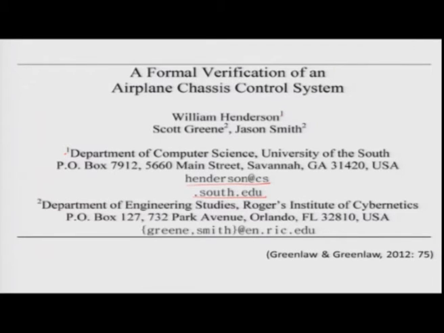Then the other 2, Scott Green and Jason Smith, both have the same superscript number. It means both of them are from the same institute. They are from Department of Engineering Studies, Rogers Institute of Cybernetics, and then the details. Then there is also a mail ID.